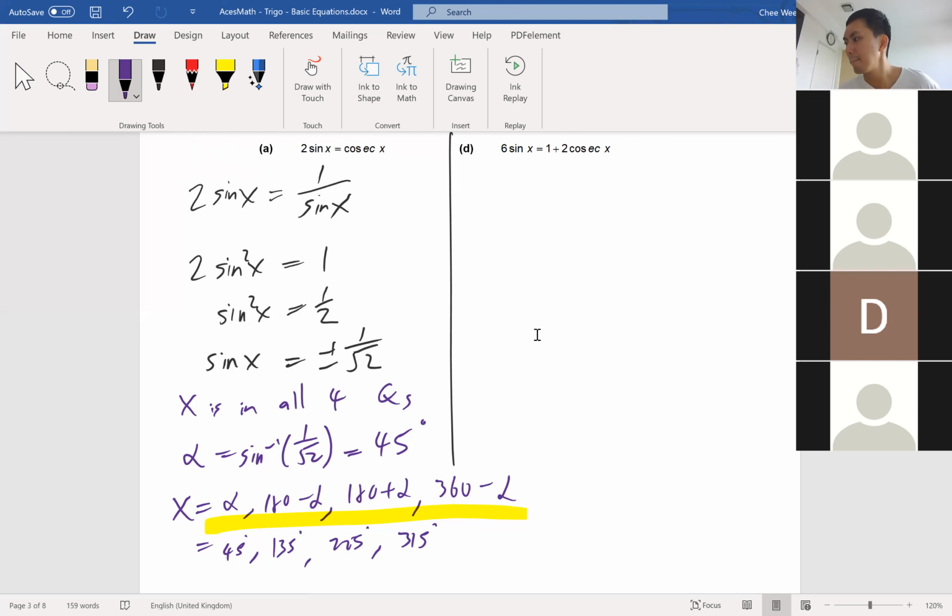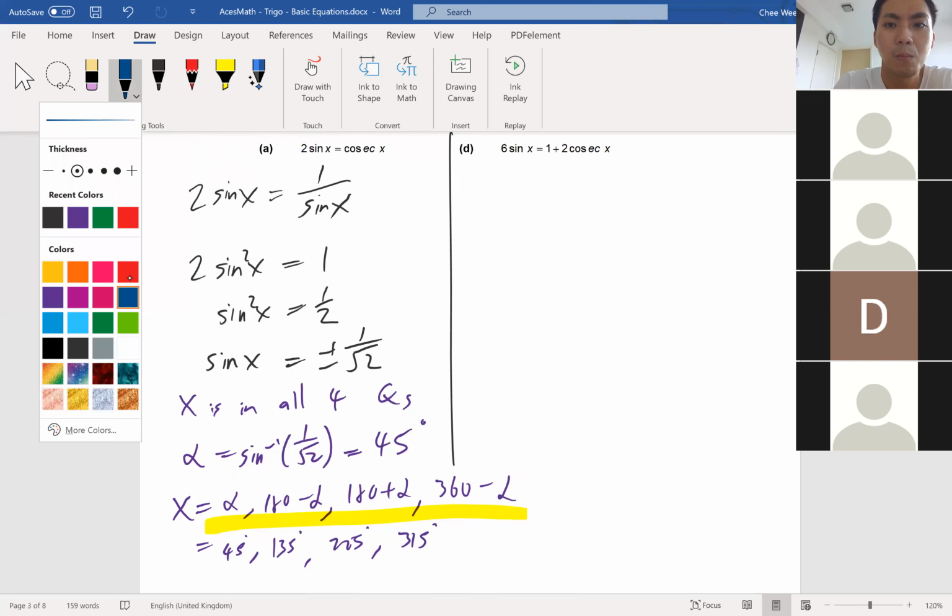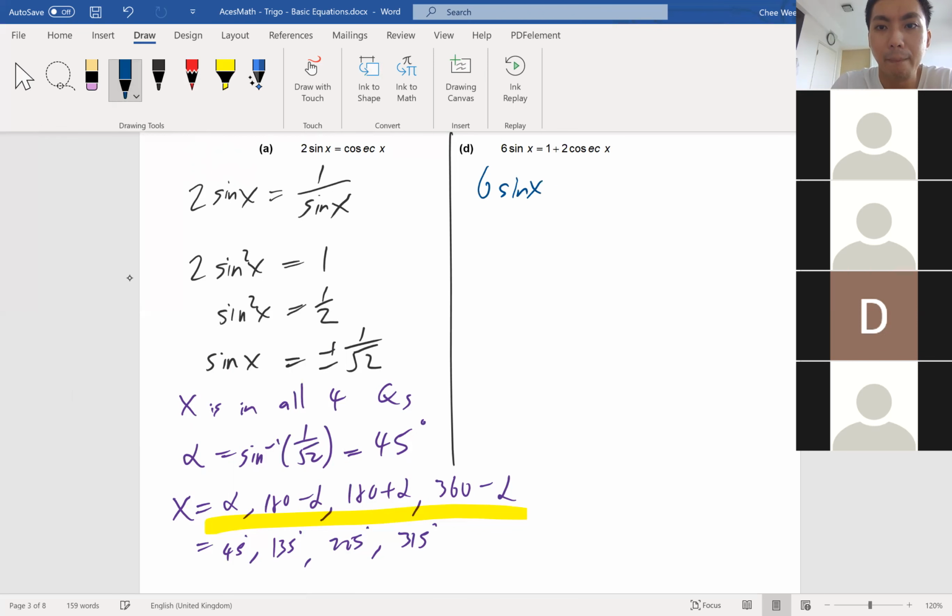So it's 6 sine x equals to 1 plus 2 over sine x. Do I take away the fraction so I multiply? Multiply both sides by sine x, actually. So this will give you 6 sine square x is equal to sine x plus 2. Then you are supposed to recognize this is like a quadratic equation. It's like 6x squared equals to x plus 2. So we will shift one side to be 0.